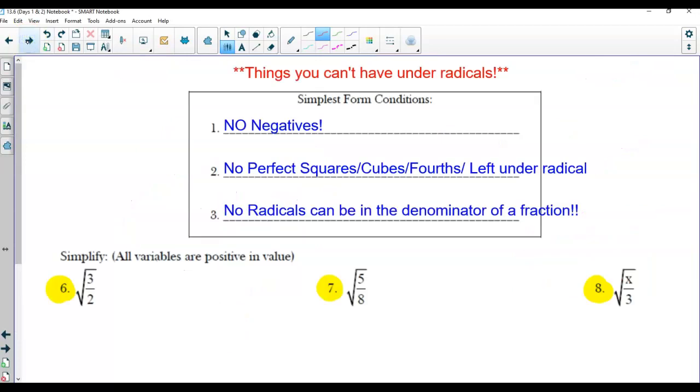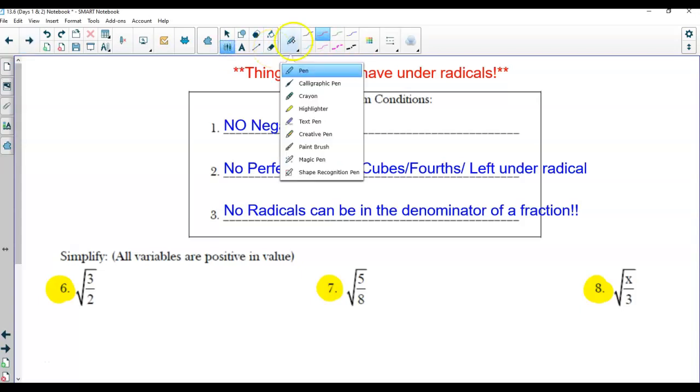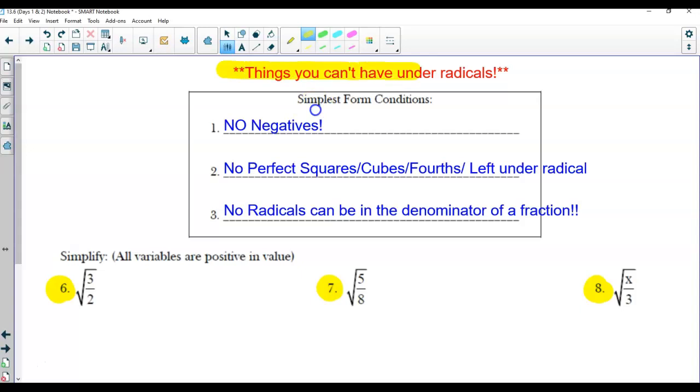So, things you cannot have under radicals. You need to remember these little buggers too. And I'll be honest, by the time you hit calculus, if you do, some of these rules can be broken, and I'll explain why at that point if I have you in calculus, and if not, hopefully your college professor will explain it to you.